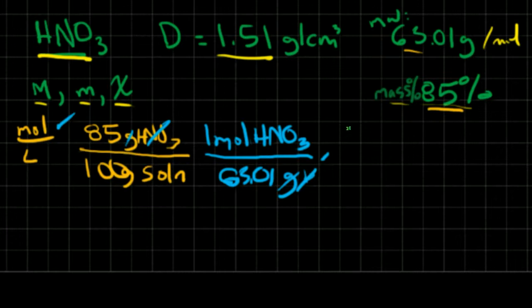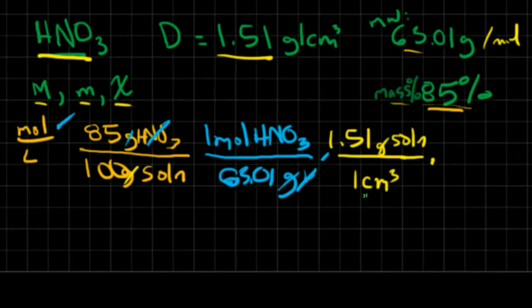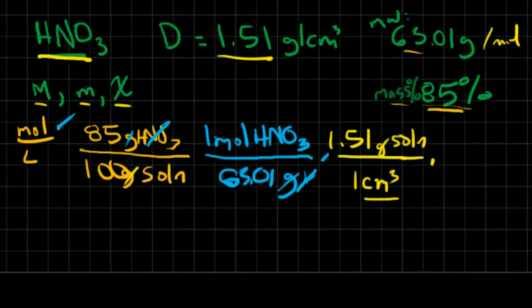Now I want to put liters down in the bottom. Well, I know that, oh, I forgot something. We need the density, or else we're not going to get very far. So I should have put this in the first step, but it doesn't really matter. For every 1.51 grams of solution, there will be 1 centimeter cubed. So what I want to do now, by the way, these grams cancel out, is I want to get this into liters right here.